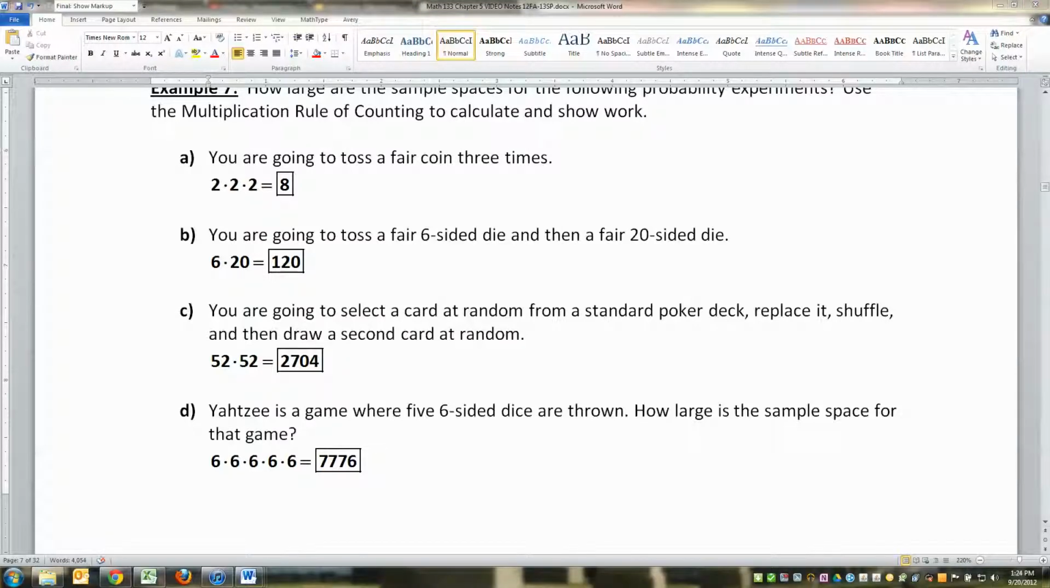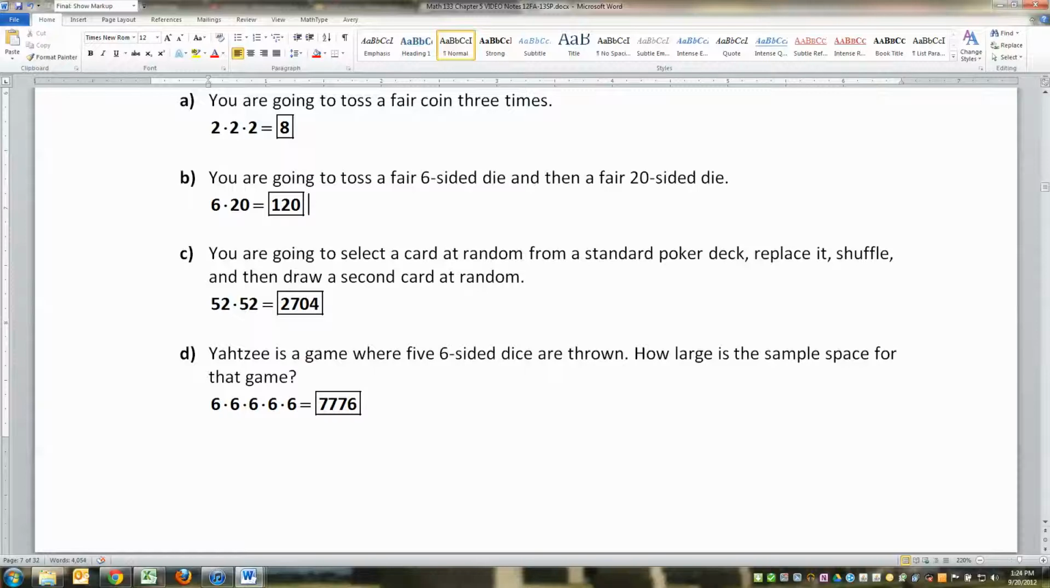All right, now what about Yahtzee? Oh, I already did that one, I think. Well, if I didn't, there it is. Sorry, I had students right outside my door. I had to answer some questions.